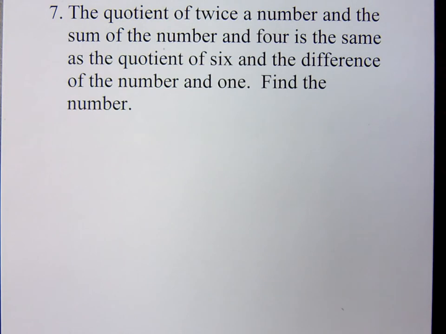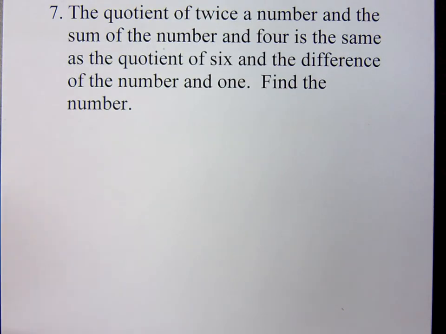When I read this one, the quotient of twice a number and the sum of the number and 4 is the same as the quotient of 6 and the difference of the number and 1. Is there distance, rate, and time? No. Is there work going on here? No, not until you write the equation. So you have to write the equation. This is one of those where you just have to take the words and write the equation.